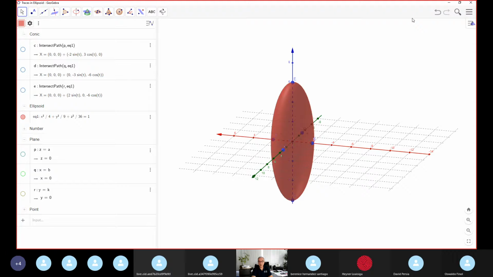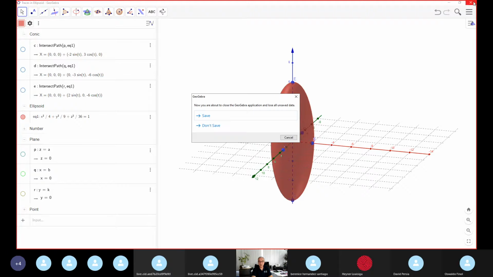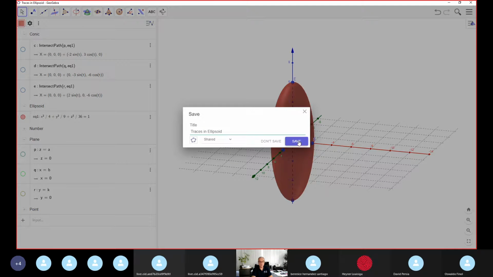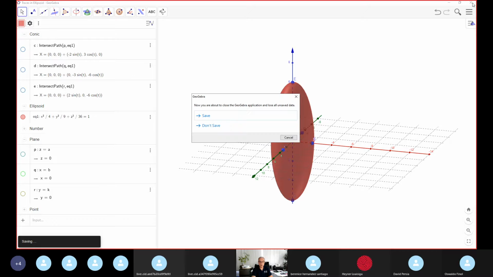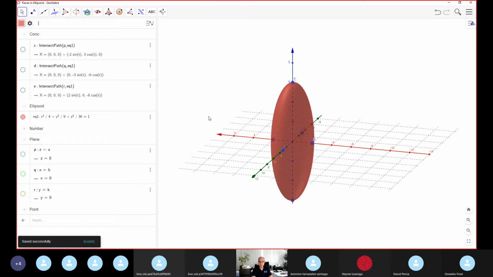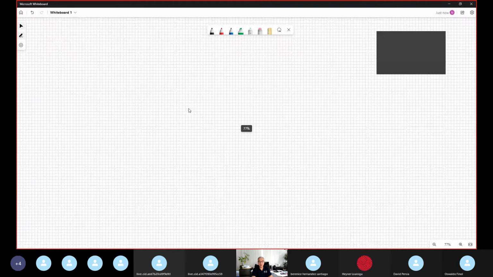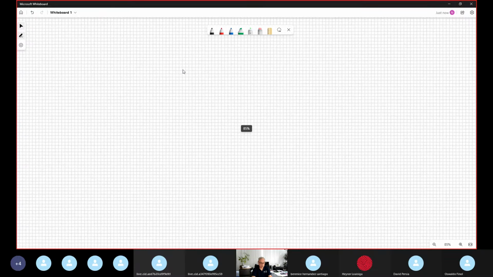Okay, let's move on to another surface, and you help me to identify and analyze it using intersections and traces, right? Let me close this. Save. Close. Okay, good. Let me come back to the whiteboard. Share that window, Microsoft Whiteboard. This is our whiteboard. Do you see it now?